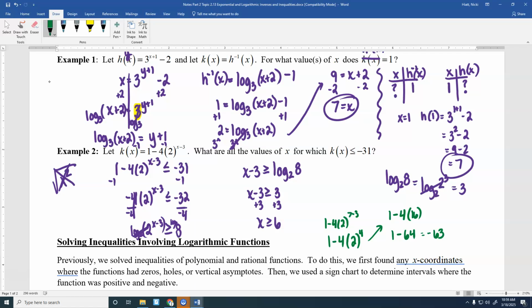Wait, is it 7? Is that just because it's... I just picked 7 because it's a number bigger than 6, but any number bigger than 6 would be fine to plug in to check, to make sure.